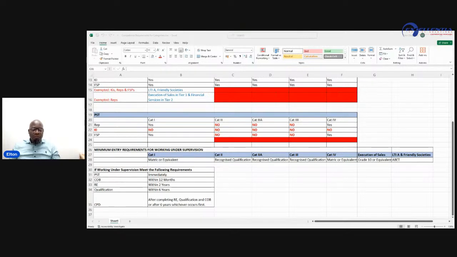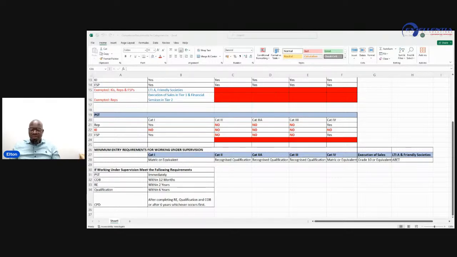But in terms of class of business training, they will have up to 12 months to do product-specific, class of business, and then RE, they have within 2 years, and they also have within 6 years to do their qualification. And then CPD is a requirement only after completing RE, qualification, and COB, or after 6 years, whichever occurs first.